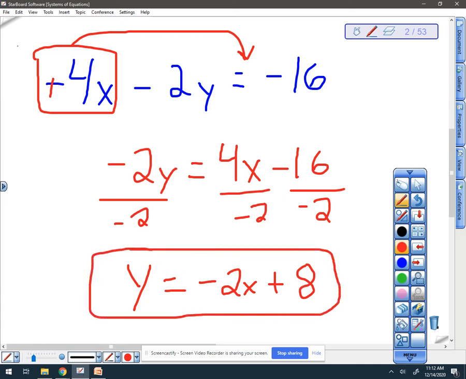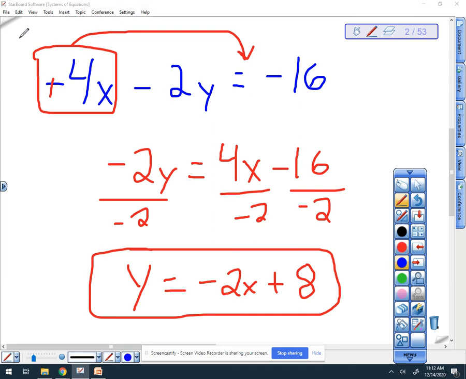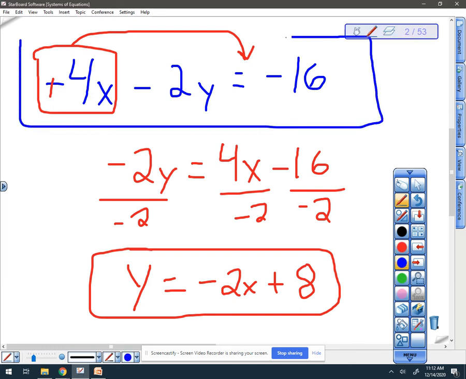This is the same as this. They're just in different forms. This is standard form, which you'll use some in high school, but we don't use it really in 8th grade. That's why we change it to slope-intercept form. So slope-intercept form, y equals negative 2x plus 8.